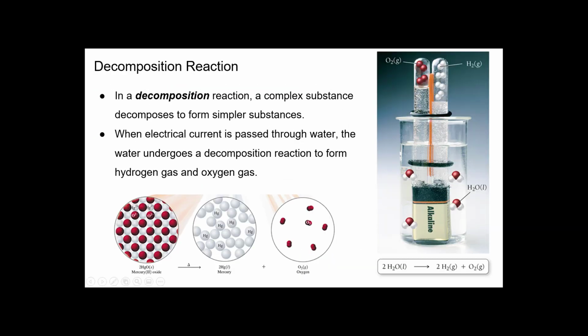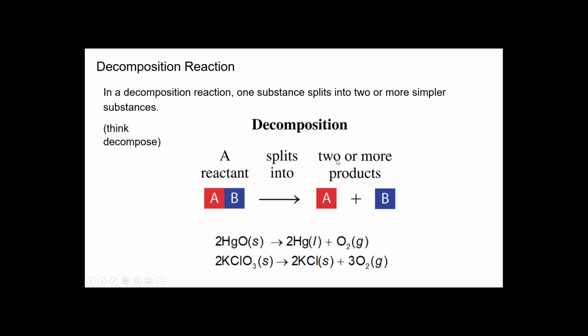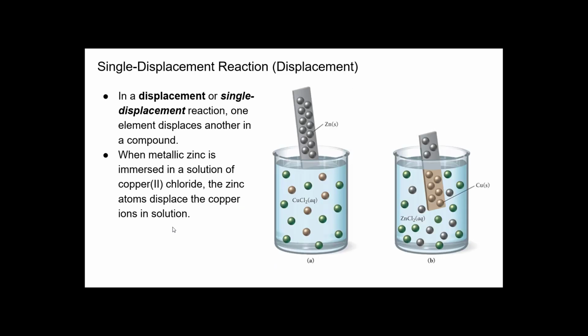And here is another one where you have water. If it decomposes, we can put it back into hydrogen gas and oxygen gas. So one reactant, two products. And here's the general form: AB splits into two or more products. Here are more examples of that. So decomposition, think decompose.